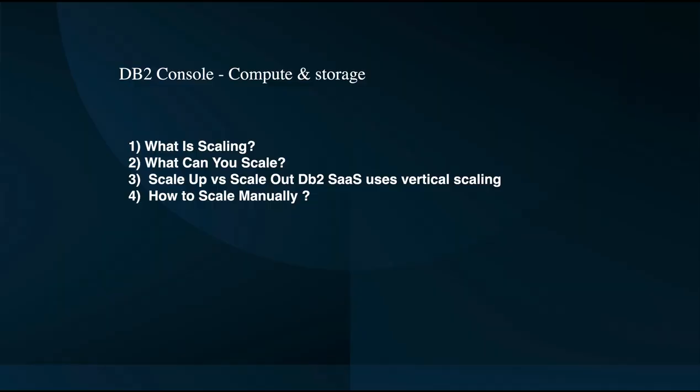How to scale manually? Manual scaling is done through the IBM Cloud Console by adjusting sliders for each resource with a live cost estimate shown before you confirm. Changes apply immediately. Storage and RAM adjustments may involve a brief restart.